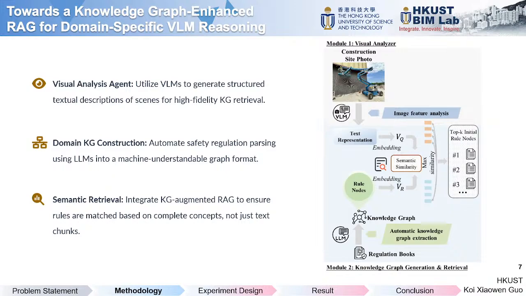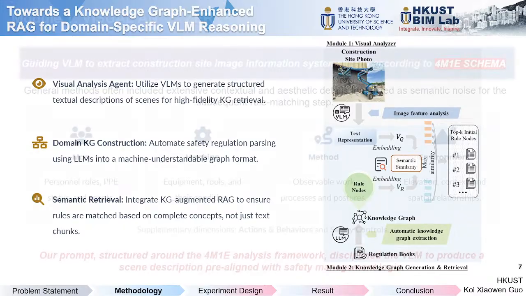Here is the detailed information. We first have the visual analyzer to transfer the site photo, and then we use domain knowledge construction to automatically parse the safety regulation into the knowledge graph. Then we have the semantic retrieval to input those regulations into the VLM to do the further compliance analysis.